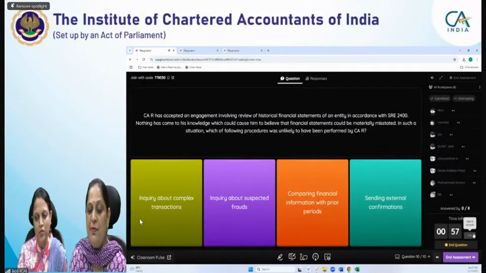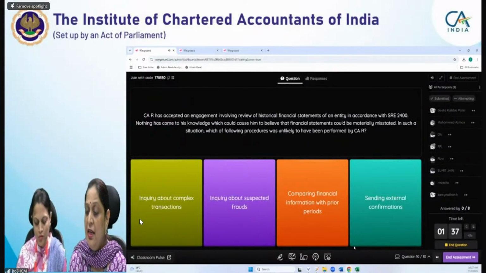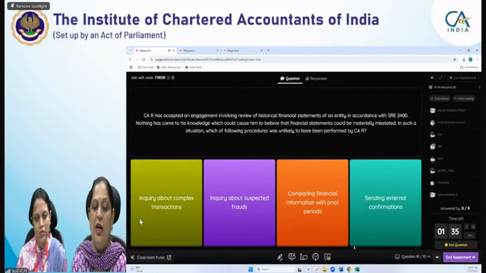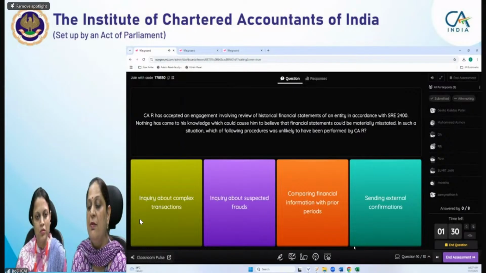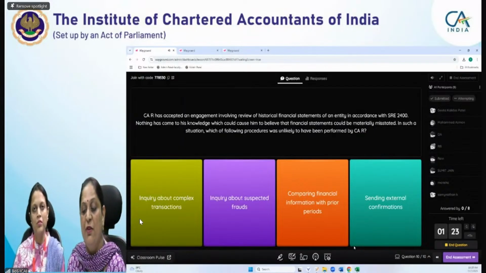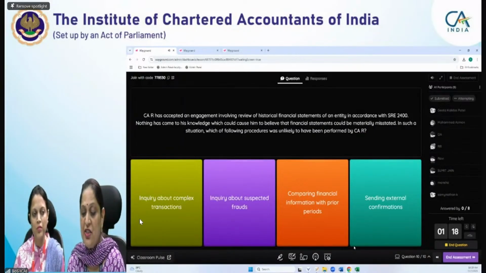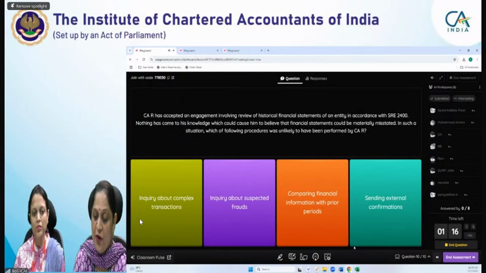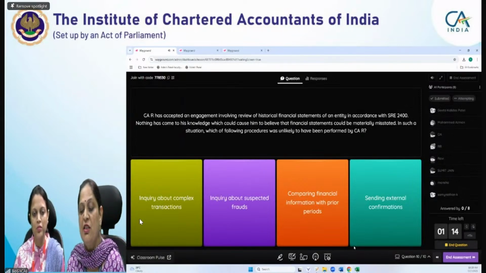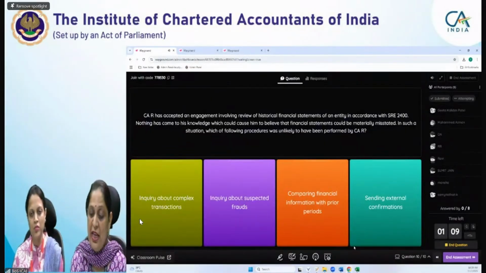CA R has accepted an engagement involving review of historical financial statements of an entity in accordance with SRE 2400. Nothing has come to his knowledge which could cause him to believe that the financial statements could be materially misstated. In such a situation, which of the following procedures was unlikely to have been performed by CA R? Inquiry about complex transactions, inquiry about suspected fraud, comparing financial information with prior period, or sending external confirmation. Very simple.